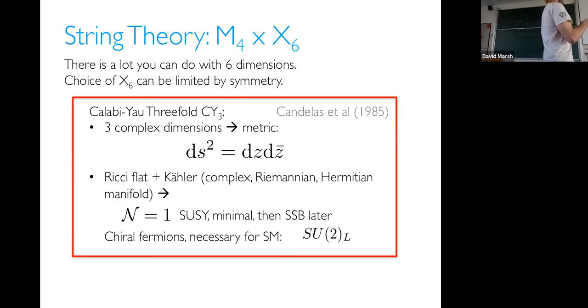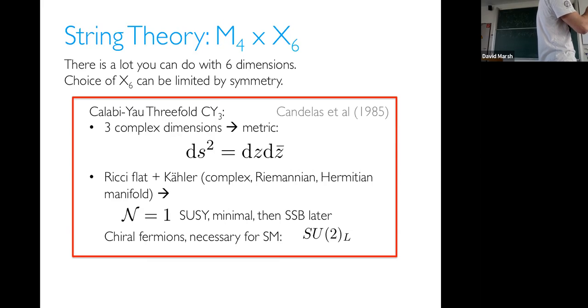And they told us that if you want these symmetry conditions, your manifold had better be what is called a Calabi-Yau threefold. So 3, because you have to have complex dimensions. So you have 6 dimensions, but you have to be able to write them in a way that allows you to use complex notation. And what that means is it has to be a complex manifold, such that the metric ds squared can be written as dz dz bar, where bar is complex conjugation. So there are 3 complex dimensions. It's a Calabi-Yau threefold.